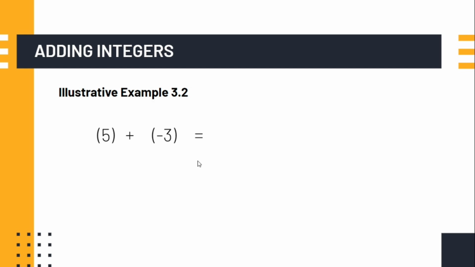Next is, sige nga, isang tingin for our illustrative example number 2, 5 plus negative 3, yung parang modeling natin, isang tingin, anong sagot? Anong lamang? Yung 5 o yung 3? Diba yung 5? Ilan ang lamang niya? 2. At siya ay positive, so the answer is positive 2.